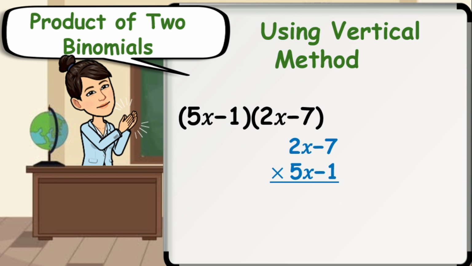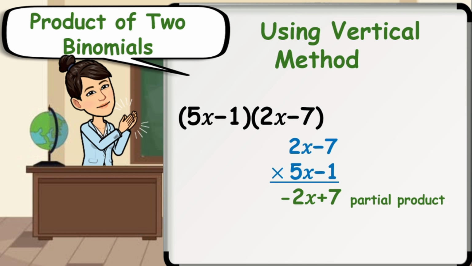For example, multiply using the vertical method the quantity of 5x minus 1 times the quantity of 2x minus 7. Note, it does not matter which binomial goes on top. Line up the columns when you multiply as we did when we multiplied 23 by 46. Step 1. Multiply 2x minus 7 by negative 1. That is, negative 2x plus 7 as our partial product.